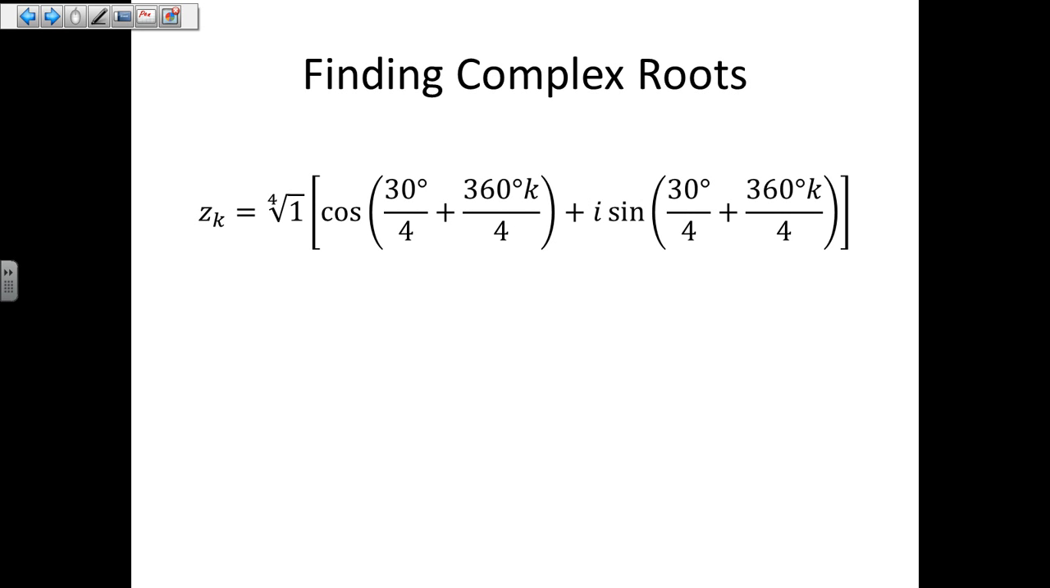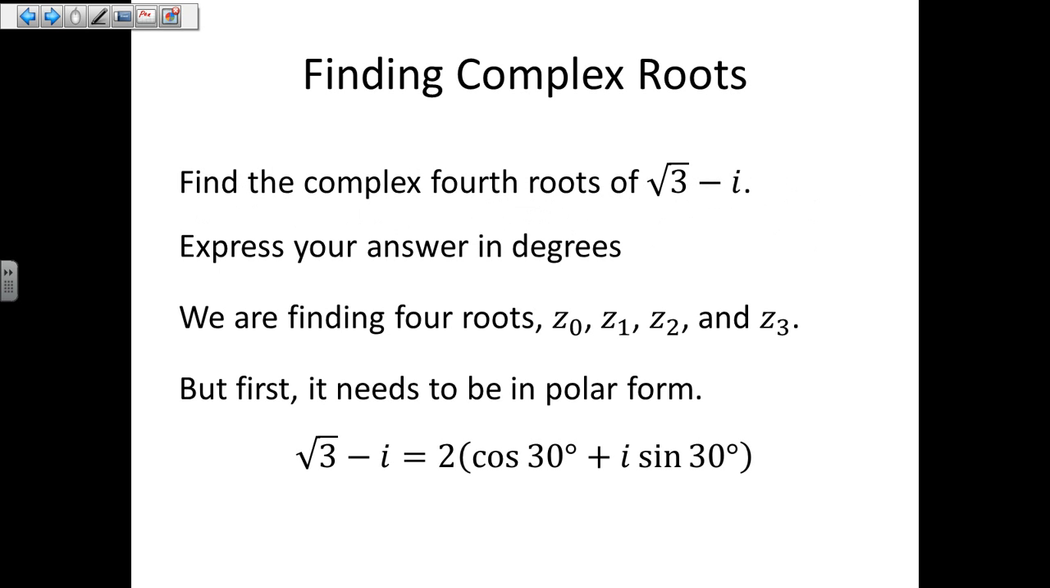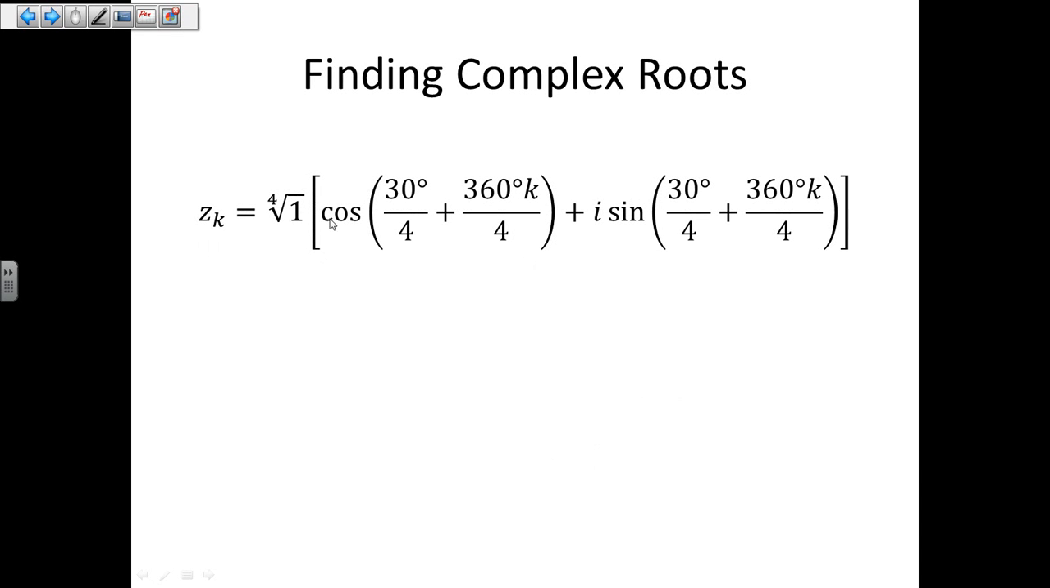So here I've tailored that equation that you saw a little while ago and you should have written down. I've tailored it to this problem. z sub k. Now obviously I've got to do this 4 times. I've got to find z sub 0 through z sub 3. This is my generic form here. It's a 4th root, so I'm taking the 4th root of 1. Why? Oops, that should say 2. That should say a 2 right there, not the 4th root of 1. Oh well, get over it. Make sure you write down 2 right here.